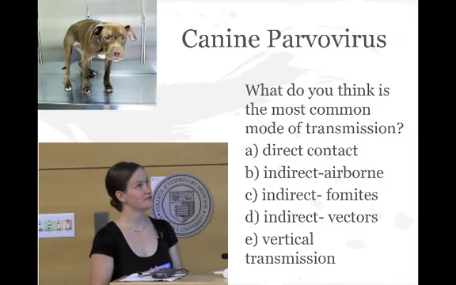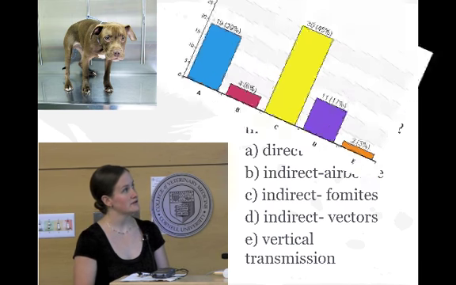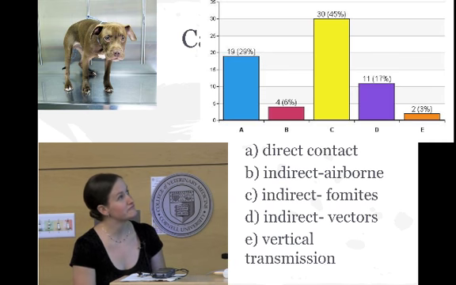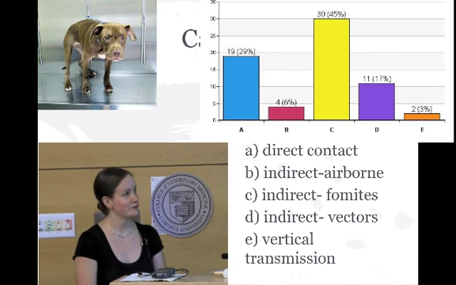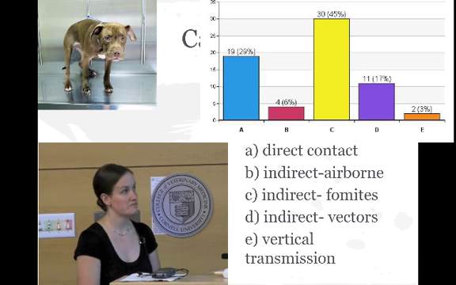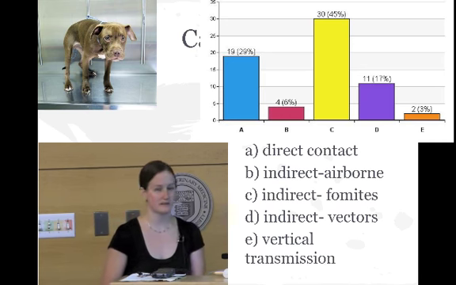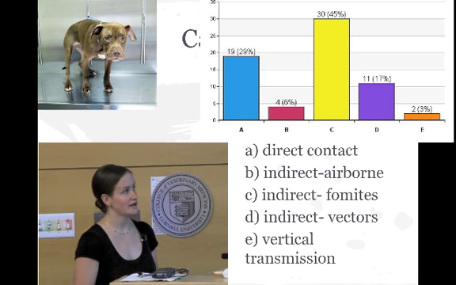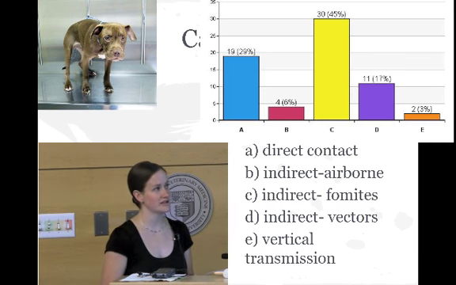All right, let's see what you guys had to say. So we got 29% direct contact, 6% indirect airborne, 45% indirect fomite, 17% indirect vector, and 3% vertical transmission. Good, so we've got a pretty good spread. You guys definitely touched on the ones that I would have focused on: the direct contact, indirect fomite, and then again vector transmission, since I mentioned it earlier.